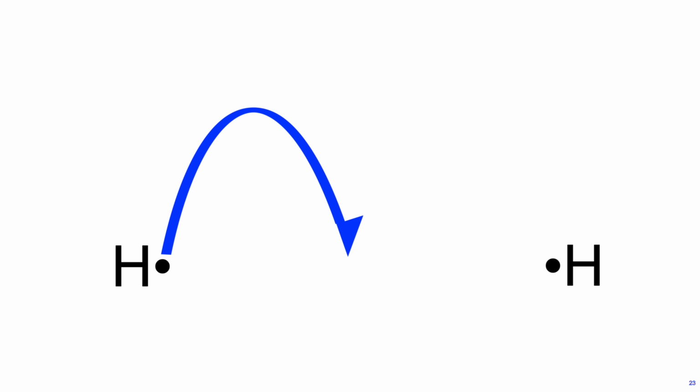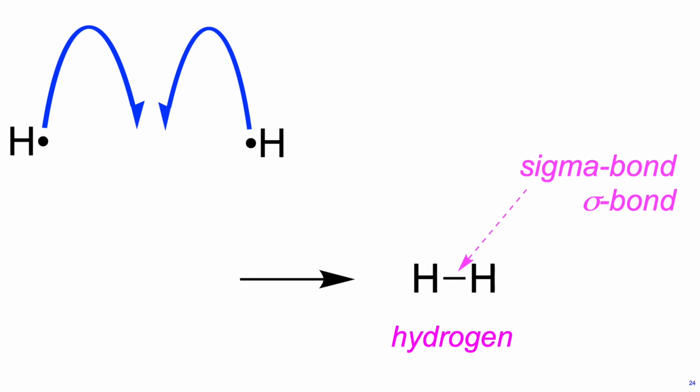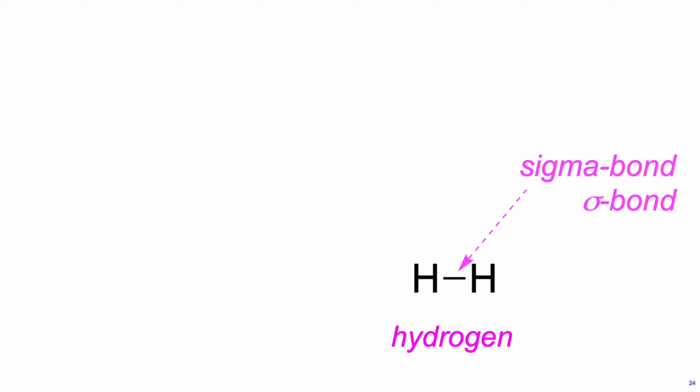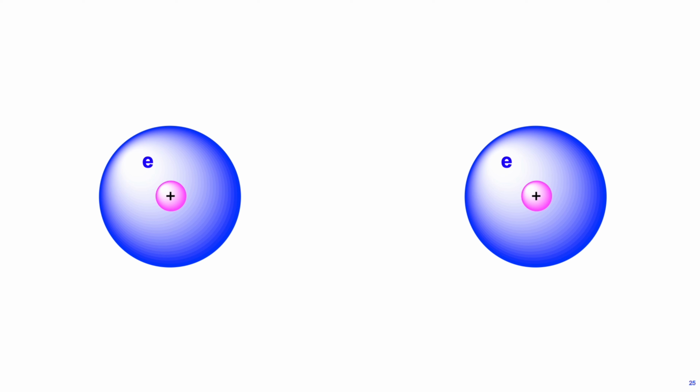I can draw two of those fishhook arrows to come meet each other. The point at which they meet will be the center of the bond between the two hydrogen atoms, and that is called a sigma bond. Sigma bonds, by definition, are head-to-head interactions of orbitals. So, two hydrogen atoms interacting with each other now have two electrons between them, so it's a stable arrangement, and the molecule is H2.